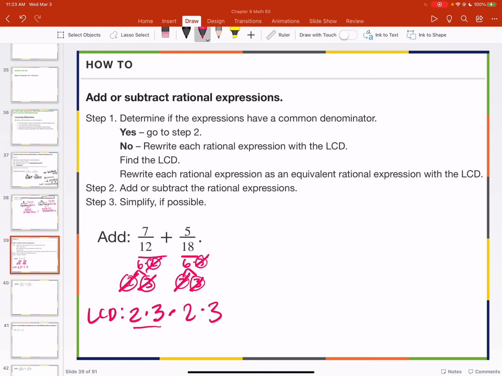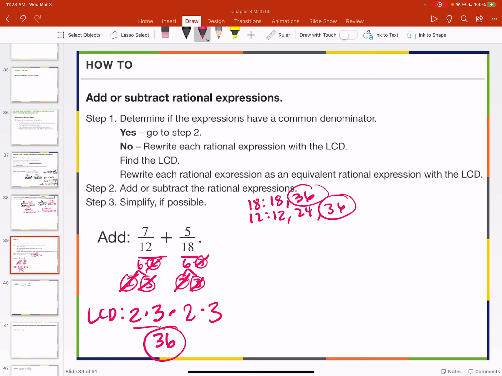So your LCD is going to be what? 24? No, just kidding. It's 6 times 2 times 3, which is 36. That makes sense, because if I used the multiples method, the first multiple of 18 that 12 divides into is 36.